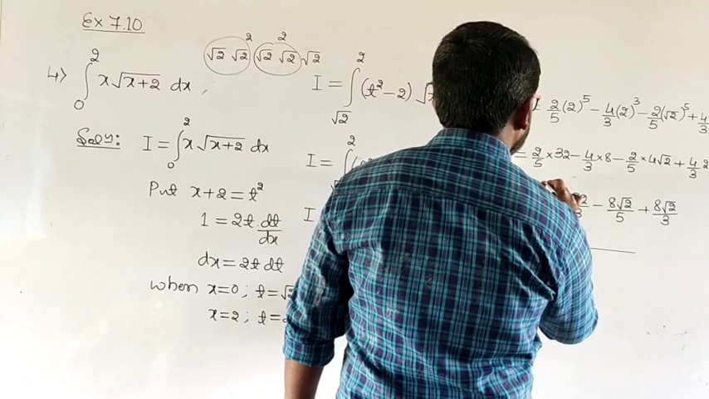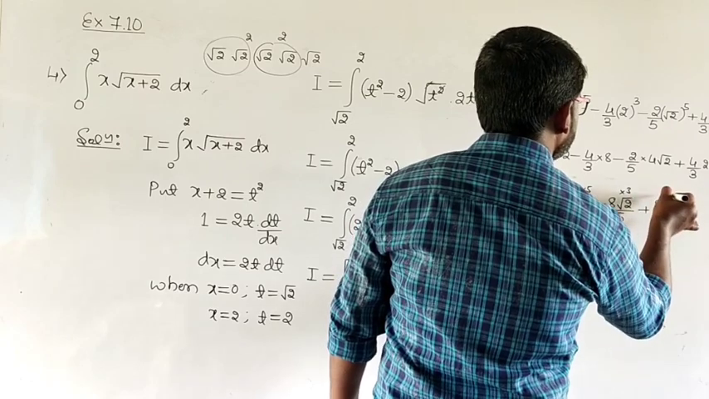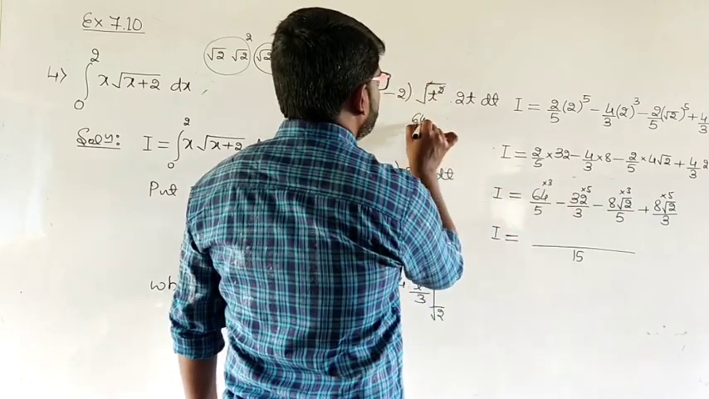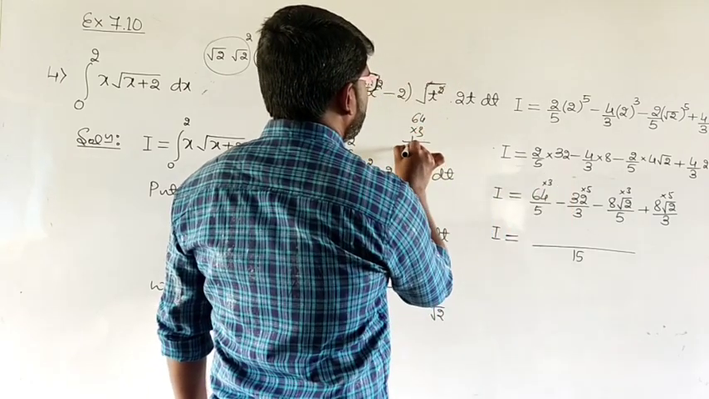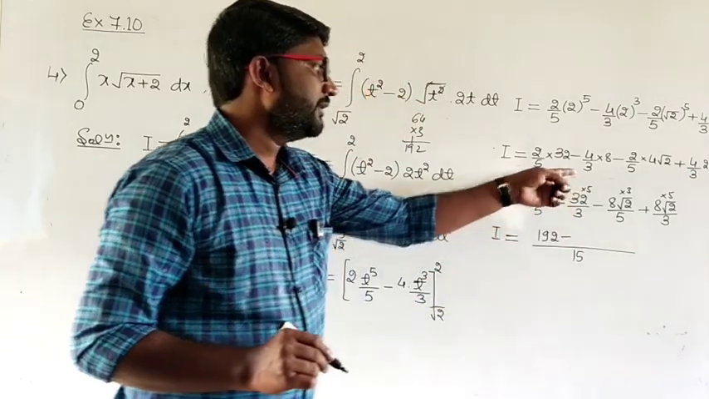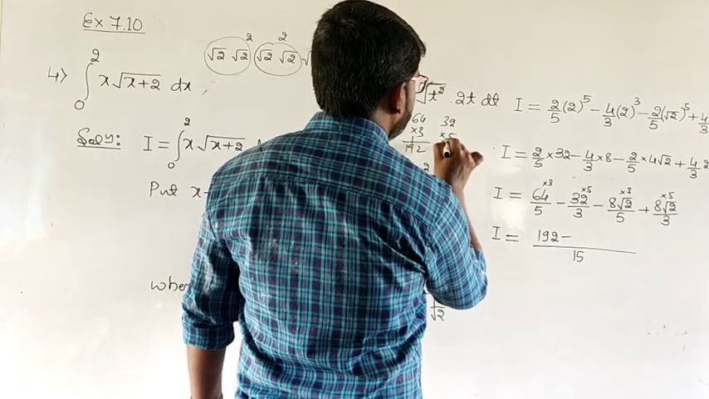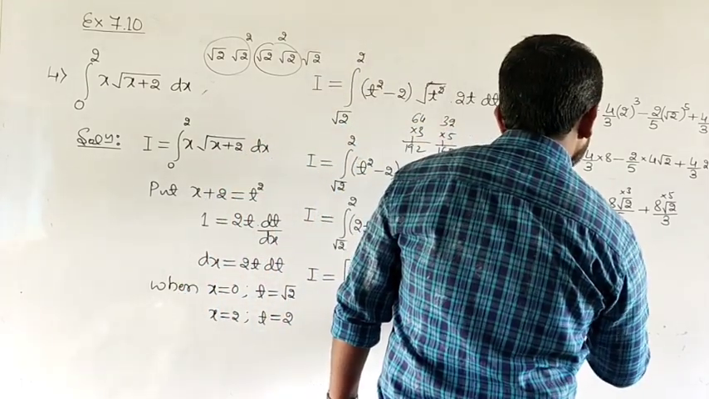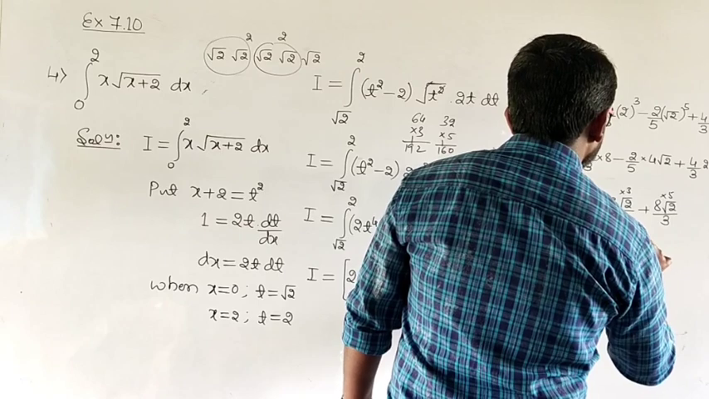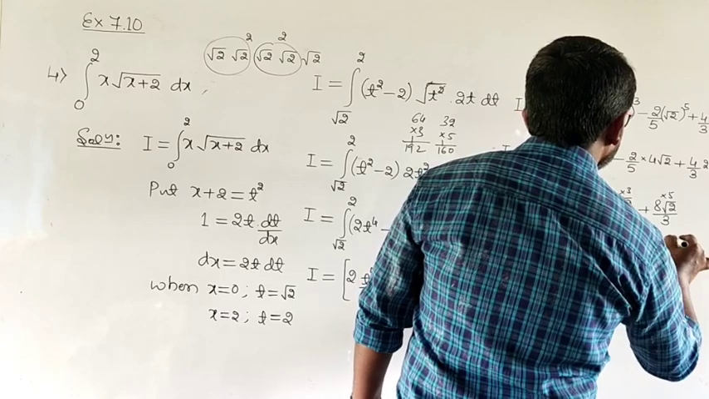I, which is equal to 1 by 15. So now 64 into 3. So how much do you get now? 64 into 3, 192. So I write 192, then minus 32 into 5. So how much do you get? 32 into 5 will be 160. So it becomes 160, then minus 8 into 3, it is 24 into root 2, then plus 8 into 5, it is 40 into root 2.